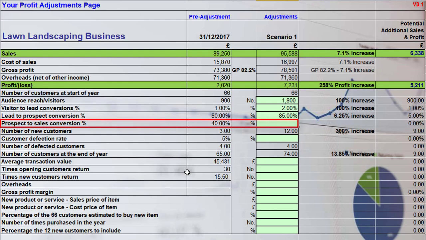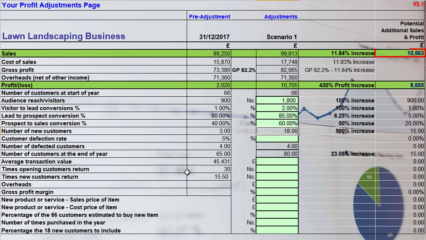Taking a look at the prospect to sales conversion, I would suggest that 40% is low, and with a bit of careful working with your sales literature, the way you present yourself and how you target your customers in a different way, I'm going to suggest that you can easily get that up to 60%. So I'm going to put in 60% there.